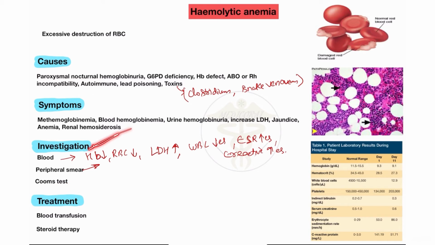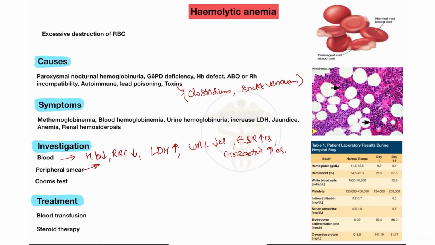This is the investigation. Here you will see the hemoglobin level decreases in the patient of the hemolytic type of anemia. Hematocrit level also decreases because the hemoglobin level decreases. WBC level also decreases. And also here you will see the erythrocyte sedimentation rate and C-reactive protein increase in the patient of the hemolytic type of anemia. So this is the blood smear investigation of the hemolytic type of anemia.